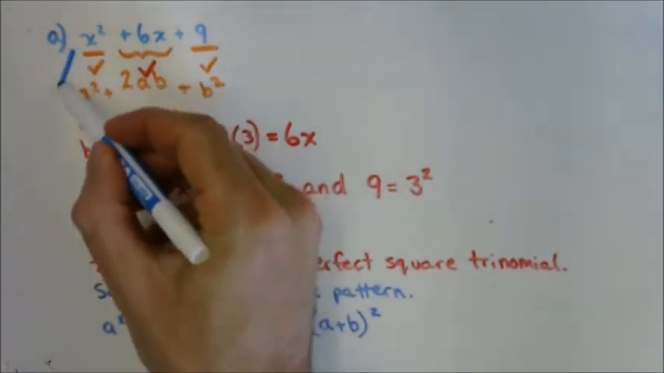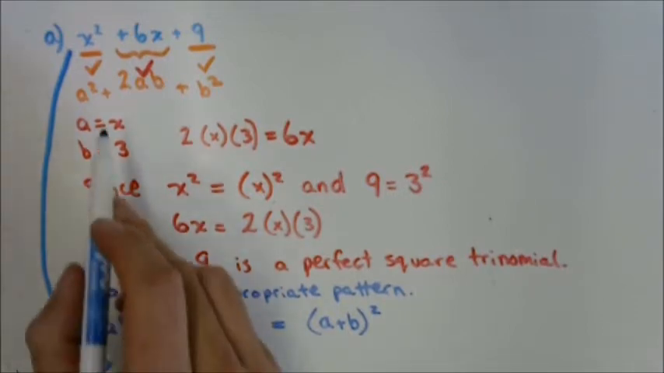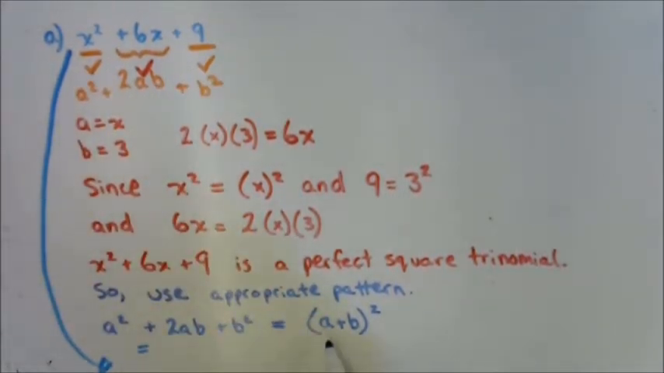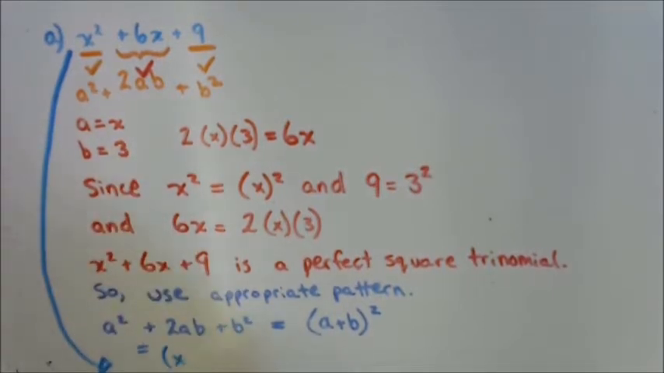So now, bringing this all the way down to here, and using our pattern, we've already decided this side is true. It's a perfect square trinomial. What's a? x. What's b? 3, and we square it.